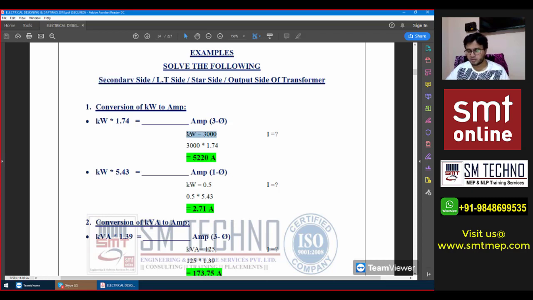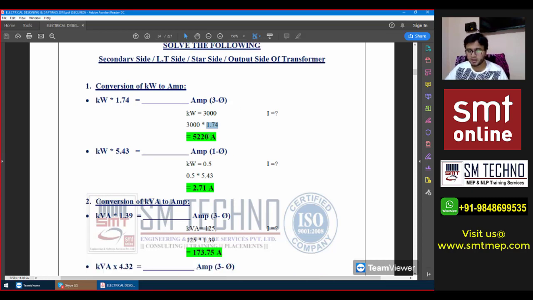So 3000 kilowatts, obviously more than 5 kilowatts, so it's a three-phase system. Multiply 3000 with 1.74 and you'll get the amount of current. Or else you can use the formula P equals root 3 V I cos phi. Again, you have to substitute everything, and you'll get this answer. You can cross verify and you'll get the same answer.